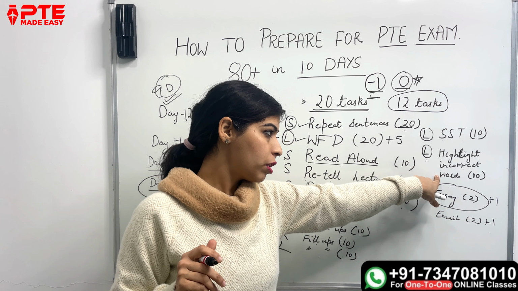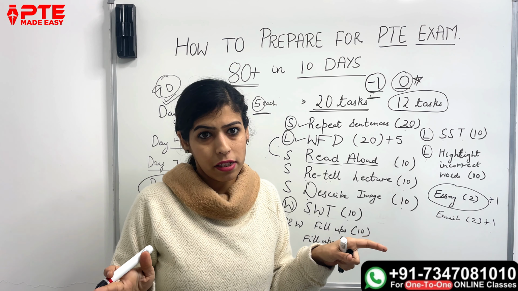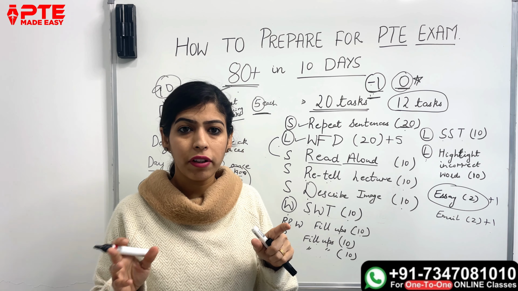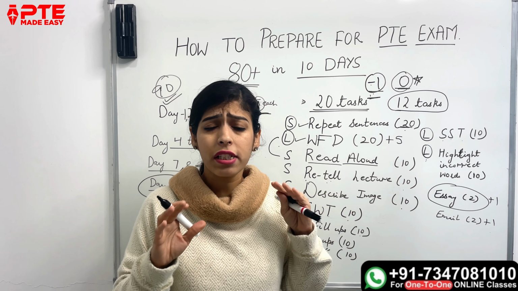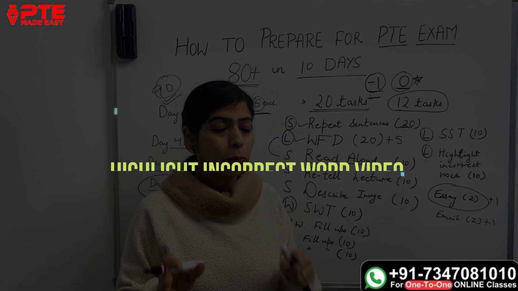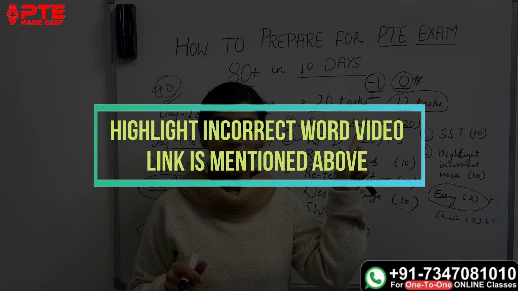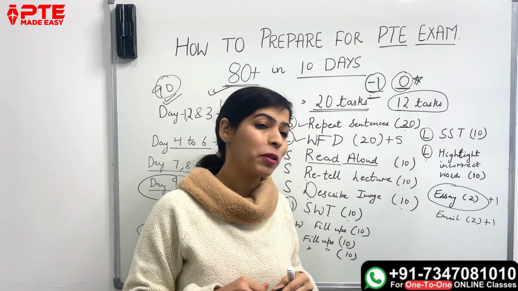Now, one more thing. Highlight incorrect words is also a task wherein there is negative marking, but this is the easiest task amongst all. I have uploaded a video recently in which I have explained highlight incorrect words in such a manner that not even a single answer will get incorrect. So please go through that video. I'm going to share the link above. That will help you a lot in improving your PTE scores in this particular task.